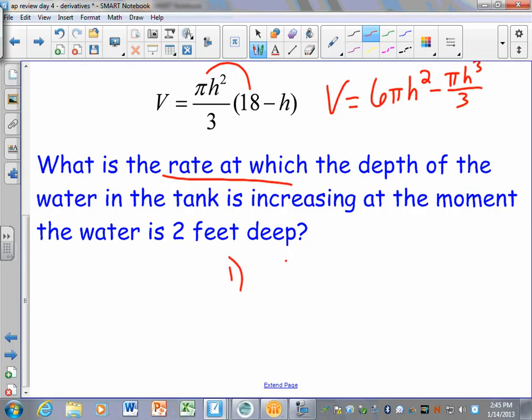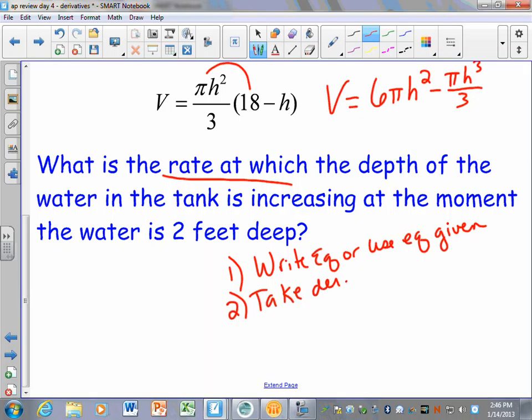So step 1 is write the equation. Sometimes they ask about circumference or area. So you're going to write the equation or use the equation that's given, in this case. And then step 2, we want to take the derivative of that equation with respect to time, because we want to know how fast is it changing with respect to time. So it's kind of like you're doing implicit with respect to time, which means when you take the derivative of every variable, you have to multiply by whatever that variable is with respect to time.